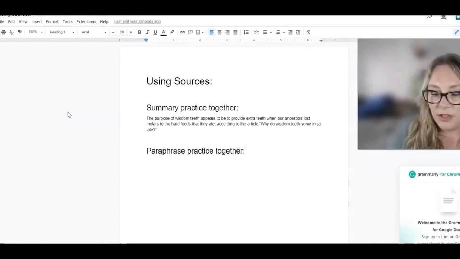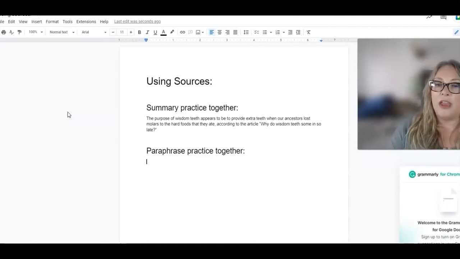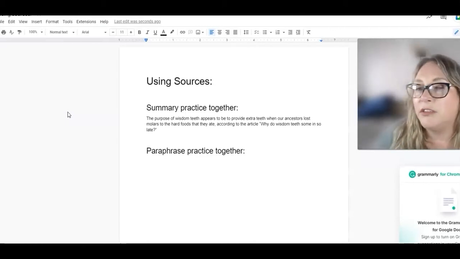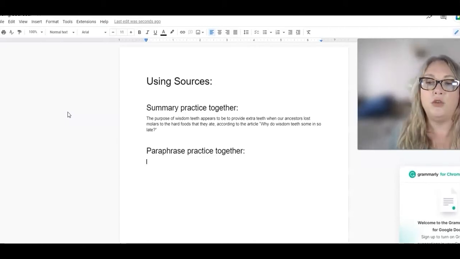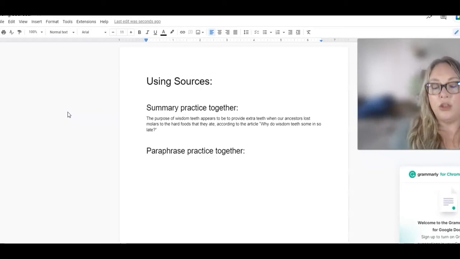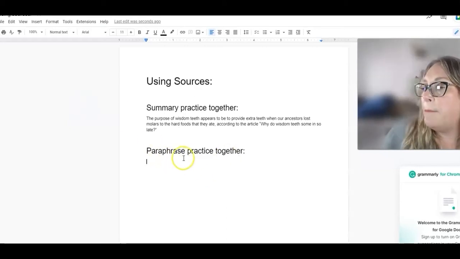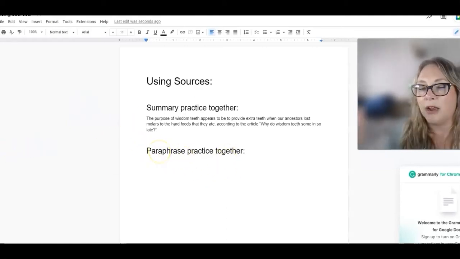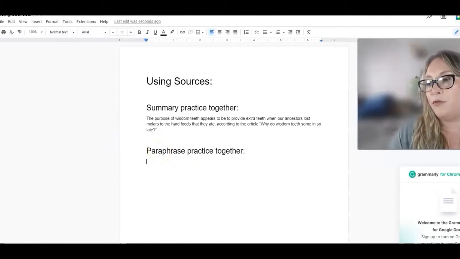And I didn't mention this, but I mentioned it on the assignment page that there is a very strong pedagogical theory that talks about the I do, we do, you do, and that's a really good way for students to be able to learn things. So this is sort of the I do, we do, and then you do, okay? So paraphrase practice together. We kind of looked at it. I'm going to think about how would I paraphrase that.